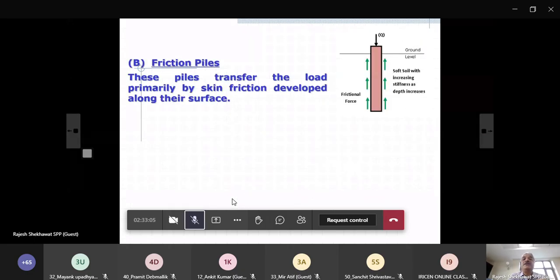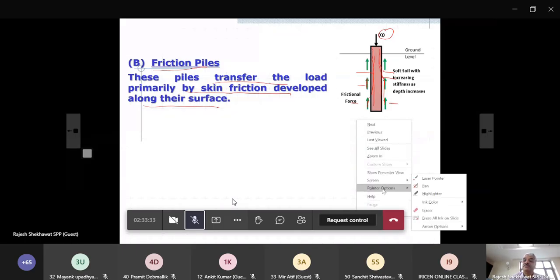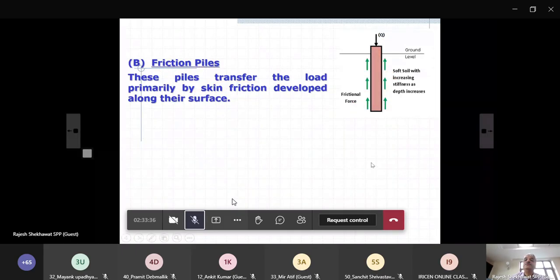The second type of piles are known as friction piles. In these piles, this load Q is resisted by the friction between the pile shaft and the soil surrounding it, and the summation of this friction along the total surface of the pile resists the load. So these piles transfer the load primarily by the skin friction developed along their surface.